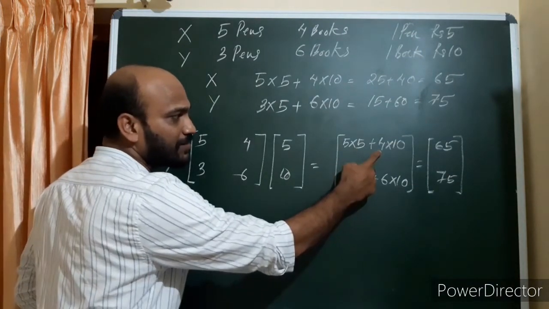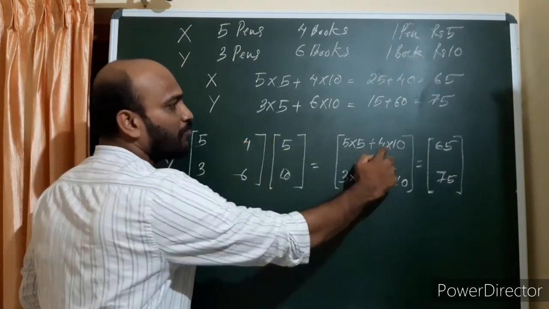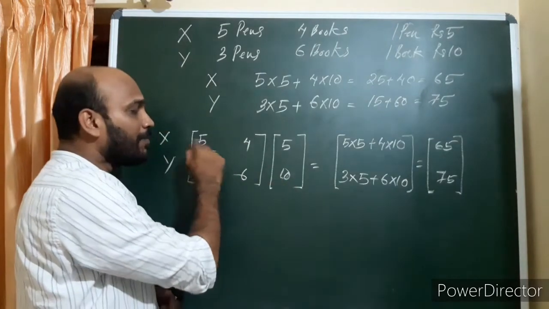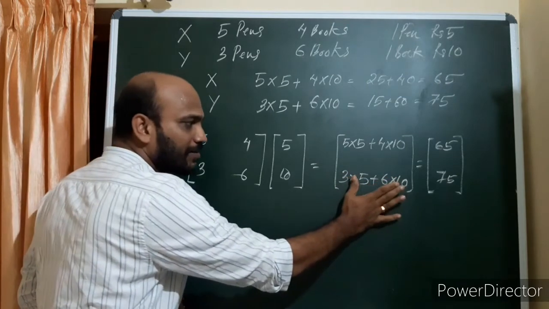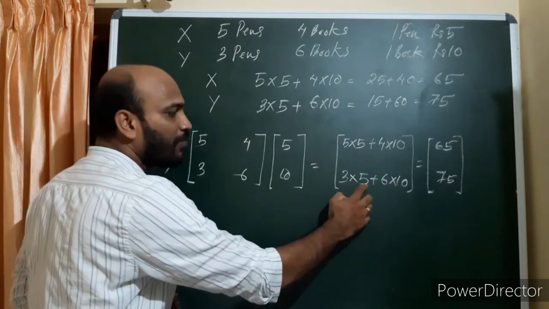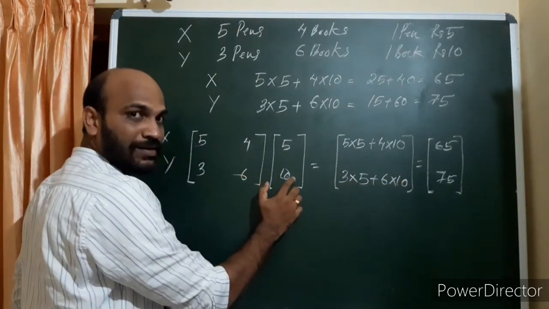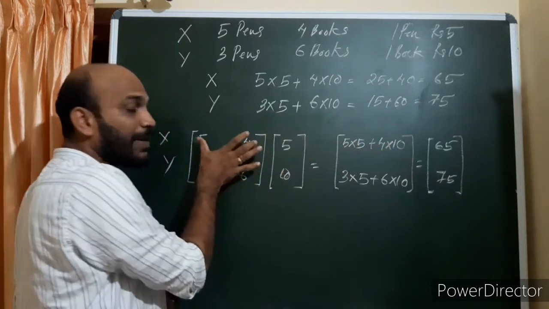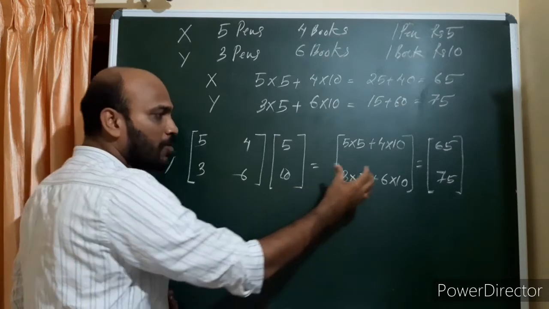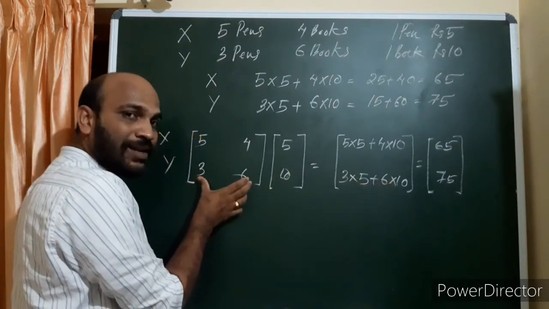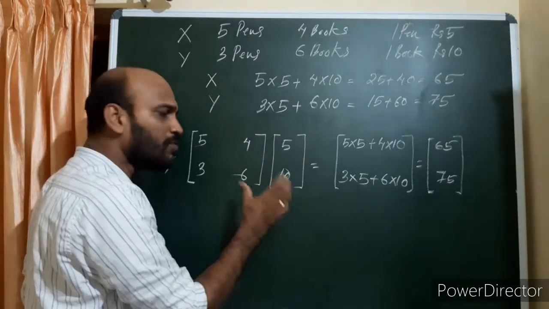In order to get this answer, 5 into 5 plus 4 into 10, that means we are multiplying a row and the column, right? In order to get the second answer, 3 into 5 plus 6 into 10. In order to get the first answer, I am taking the first row and multiplying with the first column. In order to get the second answer, I am taking the second row and multiplying with the first column. Here there is only one column, so the first column.